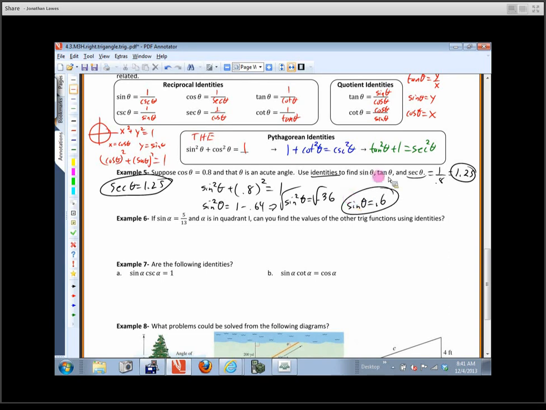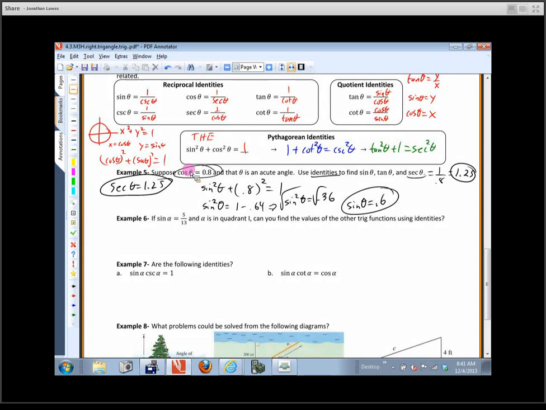Okay, now I've got one last one to find. I need to find the tangent of theta. Is there an identity up here in our list that we should get memorized where if I know the secant and the cosine and the sine, I can figure out the tangent? I could use any one of these 3 right here in order to figure it out.